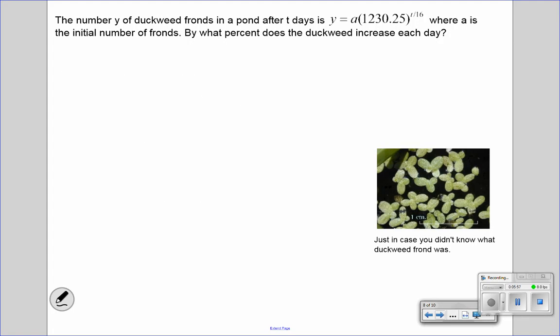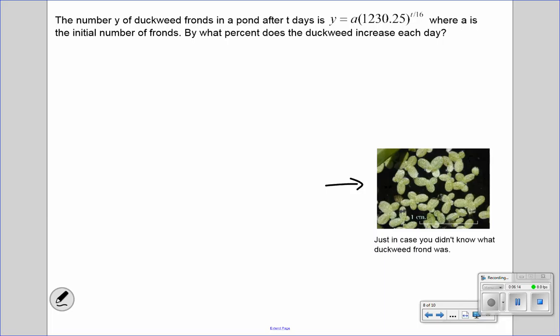The number y of duckweed fronds in a pond. This lovely picture is duckweed fronds, in case you didn't know what those were. They're little plants. After t days is given by the function here, where a is the initial number of fronds. By what percent does the duckweed increase each day?